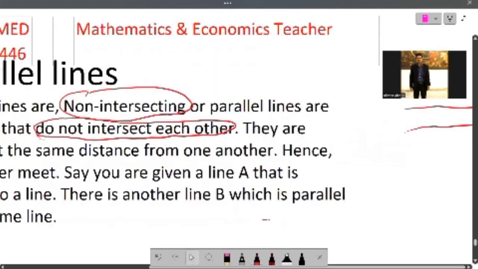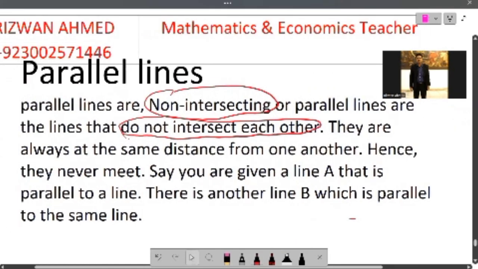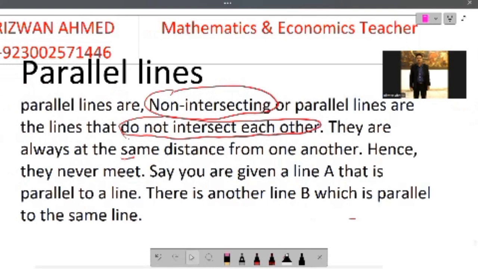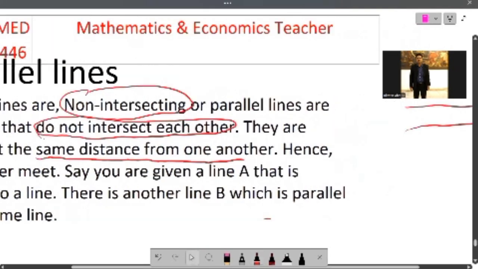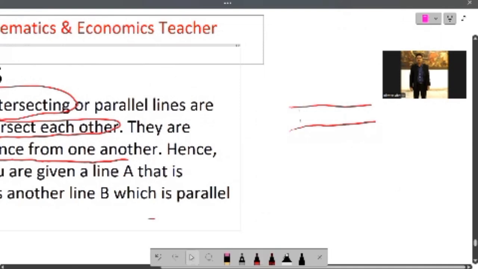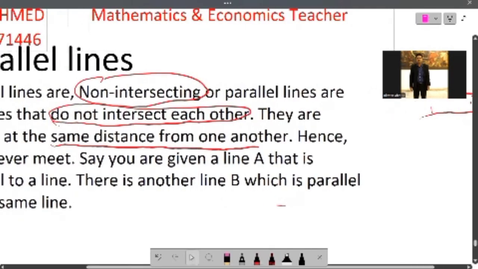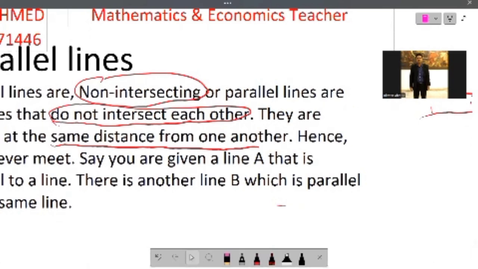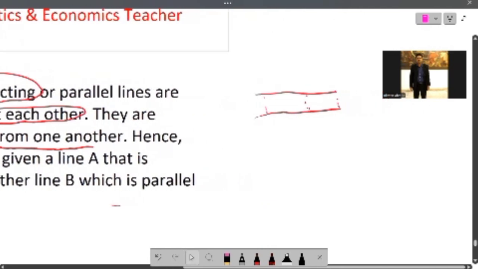The second one is that they are at the same distance at any point. If you look, this distance is the same, this distance is the same, this distance is the same. So two lines which are not intersecting each other and have the same distance between them are called parallel lines. Otherwise, they are called transversal lines.